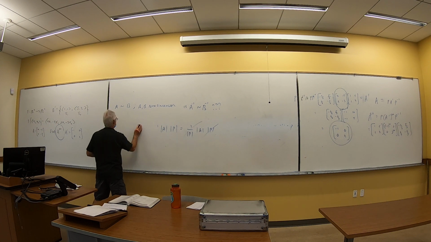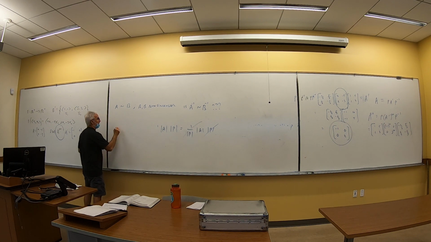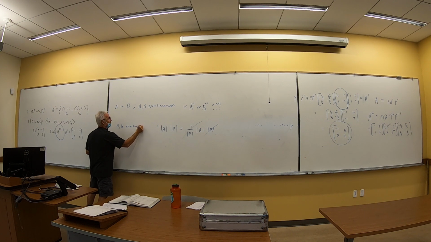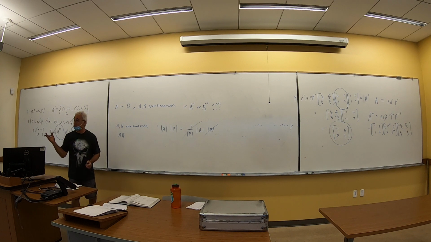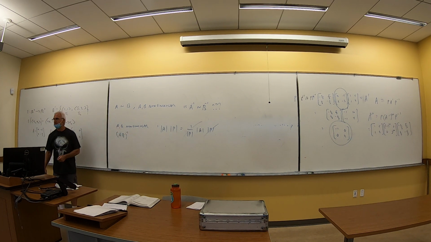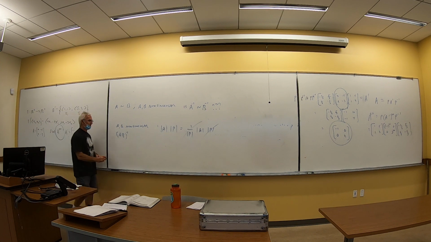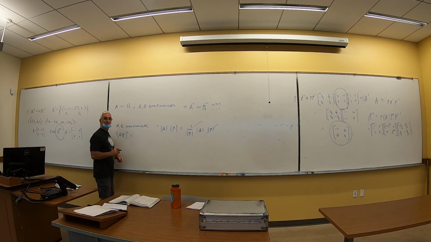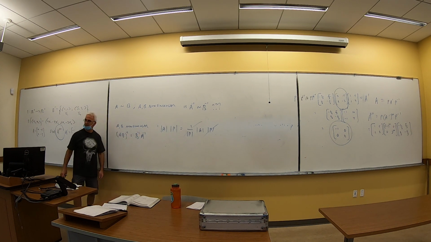Let's remind ourselves of something. A, B non-singular. We're going back to chapter 2. So that means A inverse and B inverse both exist. What is the inverse of the product? Remember, it's the product of the inverses in reverse order. And the way you know this is to simply multiply them out side by side.